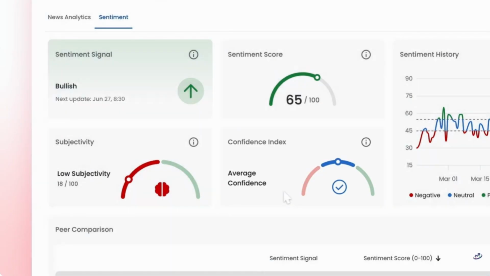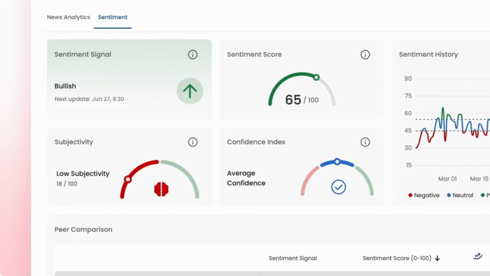Lastly, we have the confidence index. This indicator represents the volume of news evidence backing the sentiment score. It is divided into 3 levels: low, average, and high confidence. A high confidence index means there is a large volume of news evidence to support the positive sentiment score.